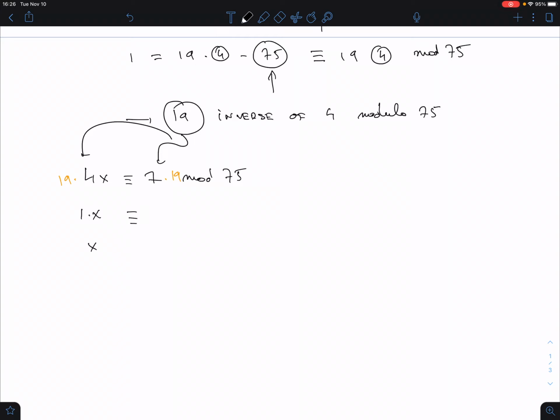And what is this then? Well, 7 times 19. Now that I have to work out. So 19 times 7, that is 133 mod 75. But, okay, 133 is not within our range, so we have to reduce this mod 75. Here it is very simple. If you subtract 75 from it, you see that's 58.